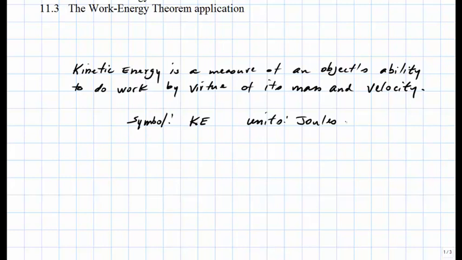Now, before we derive the equation for kinetic energy, let's first consider the work equation as it relates to a bowling pin. As you recall, work is defined as force times displacement times the cosine of the angle between the force and the displacement. Let's now introduce a bowling pin and apply this force onto it.